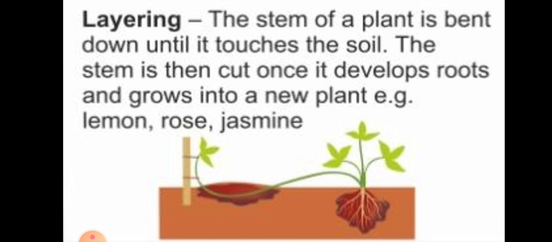So in layering what happens? The lower branch of a plant is bent close to the ground and it is covered with moist soil such that the growing tip remains above the soil surface, and after some days you can see roots growing from the branch buried in the soil. This is then cut and allowed to grow as a separate plant.